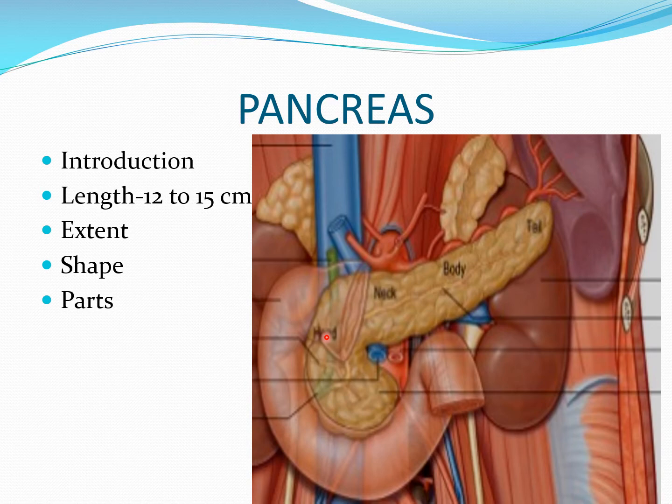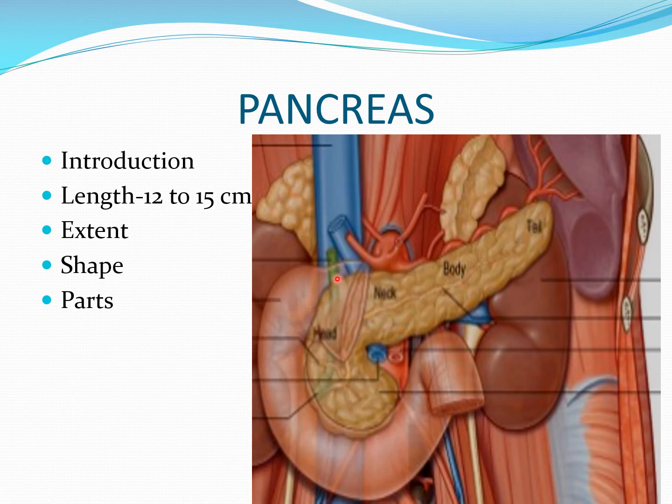It is J-shaped, like a retort set obliquely. The bowl of this retort represents its head, and the stem of the retort represents its neck, body and tail. It is about 15 to 20 centimeters long, and the pancreas is divided from right to left into the head, which is here at the right side, within the duodenum.